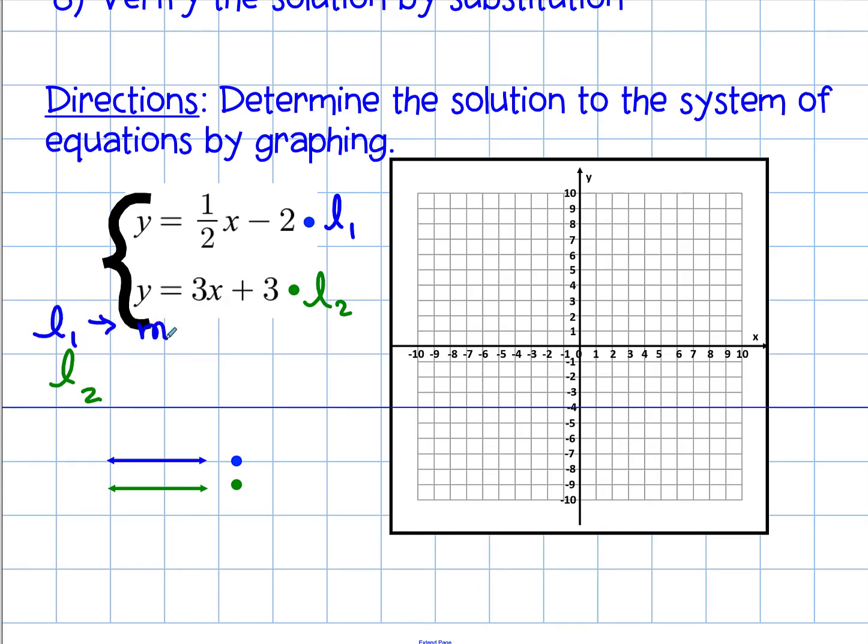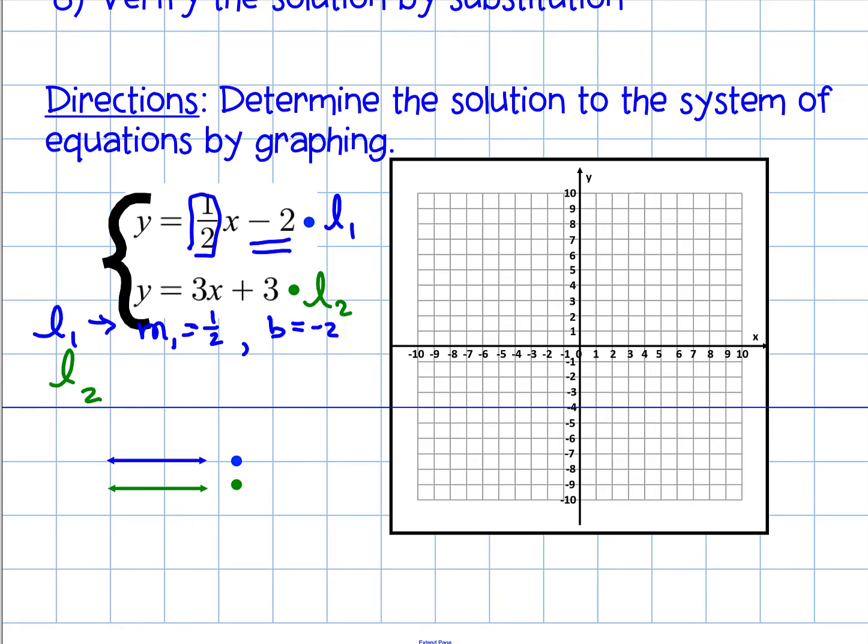Okay, so our slope for line 1, so I'm going to put slope 1, remember, is the coefficient of x when it's in slope-intercept form. So my slope is 1/2. I also know its y-intercept because it's what we're adding or subtracting from the x term when it's in slope-intercept form, which means my y-intercept is -2.